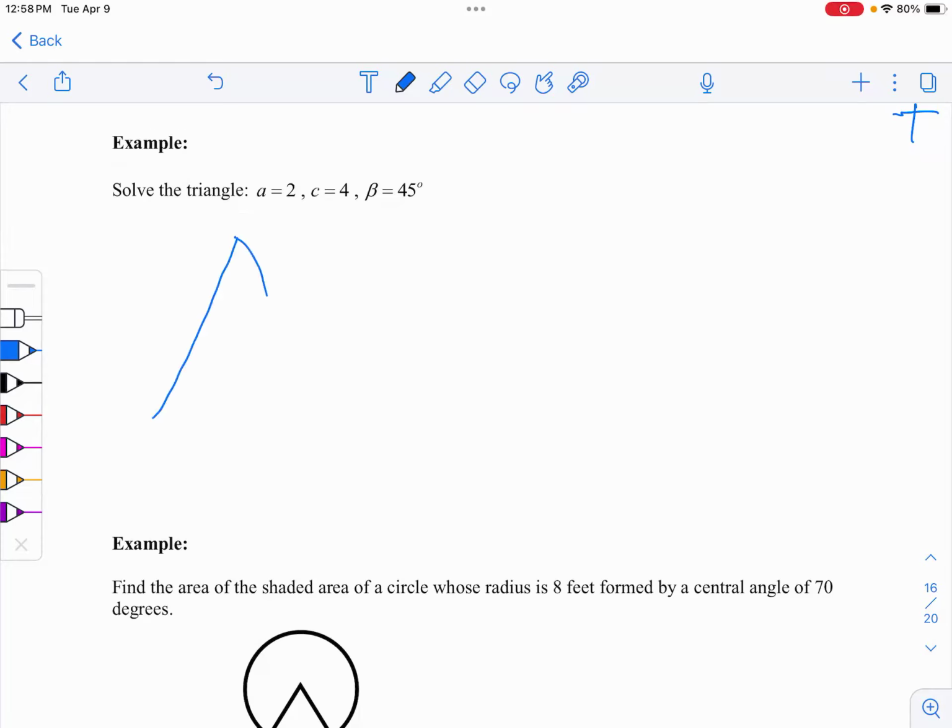Our big thing is always to draw the picture. So there's A, B, and C is 4, and beta is our angle between them. It doesn't matter where you start counting. Pick a side and that's your A and go from there. So this is a SAS triangle.